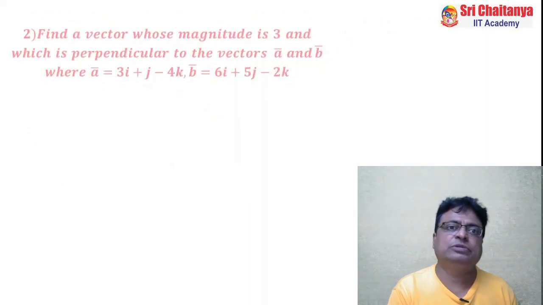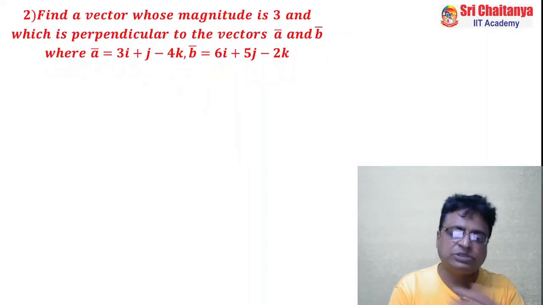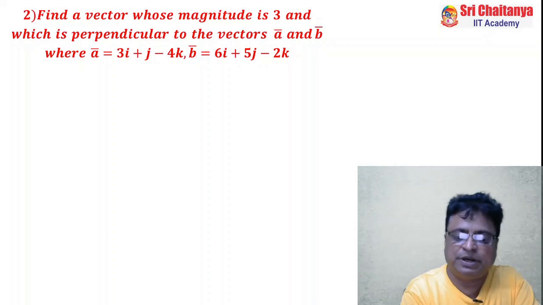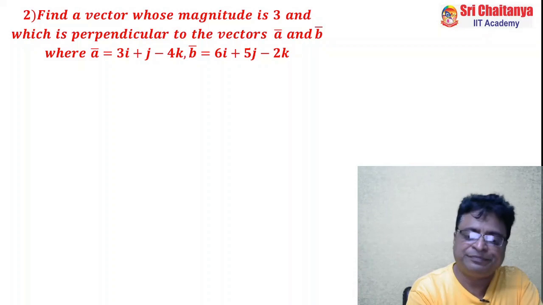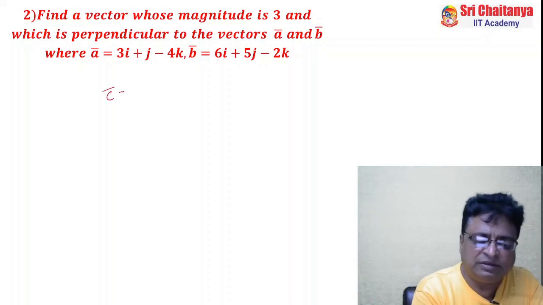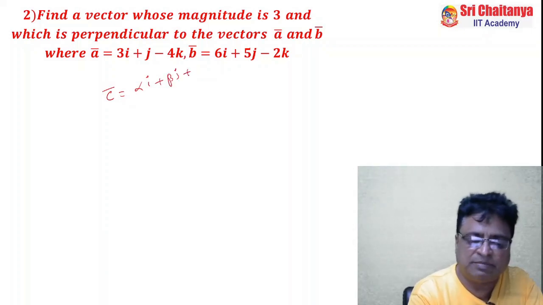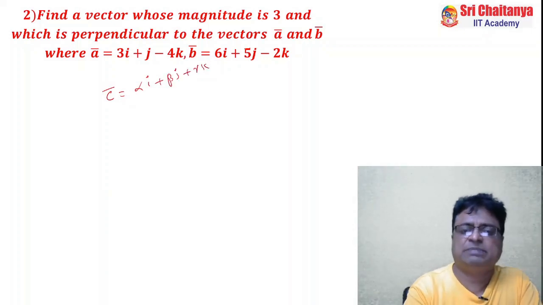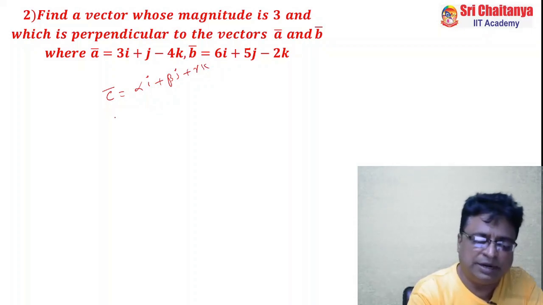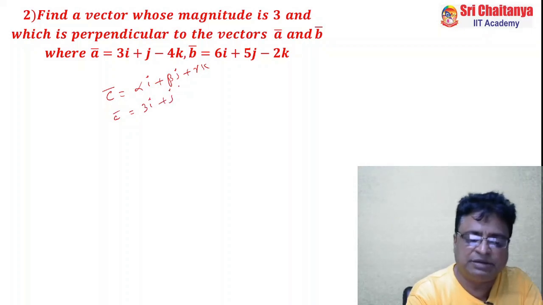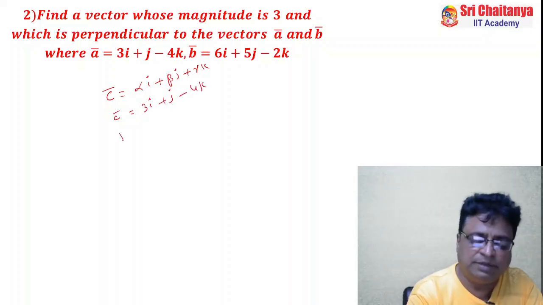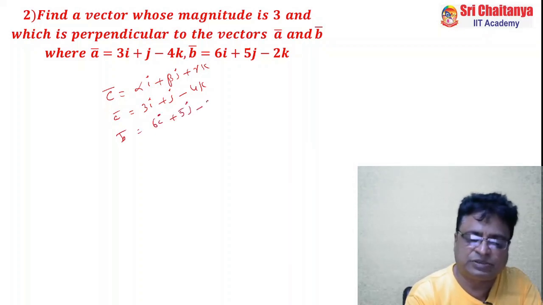Now, coming to the second question. Find a vector whose magnitude is 3 and which is perpendicular to the vectors A bar and B bar, where A bar is given and B bar is also given. Let my vector be C, let it be alpha i plus beta j plus gamma k, or I can take xi plus yj plus zk also. And my A bar equals 3i plus j minus 4k, B bar equals 6i plus 5j minus 2k.